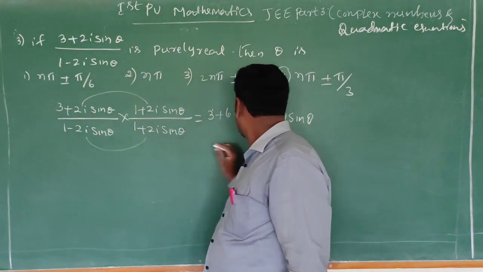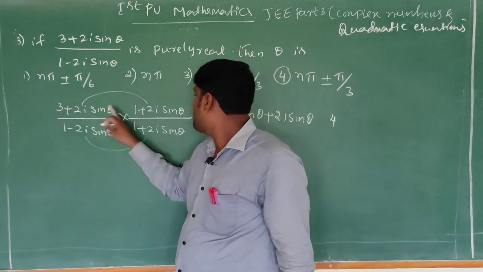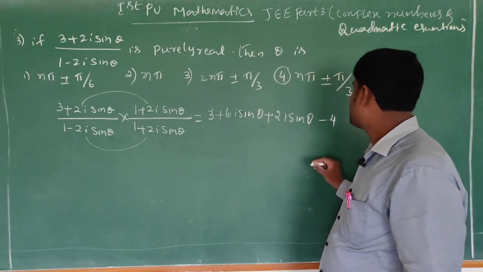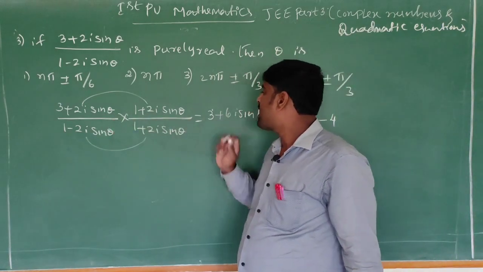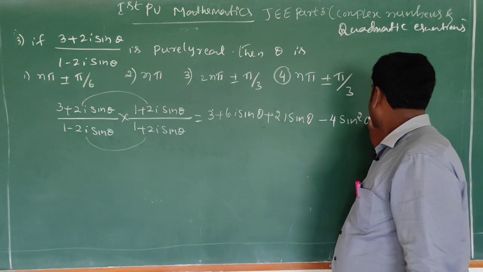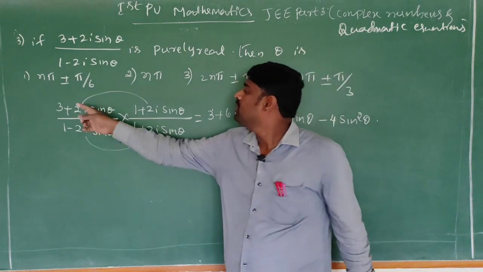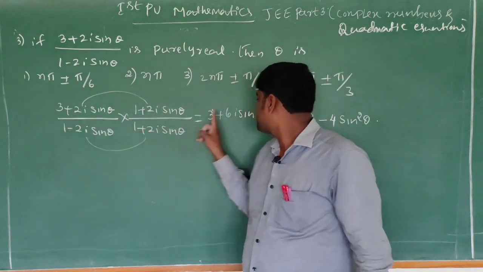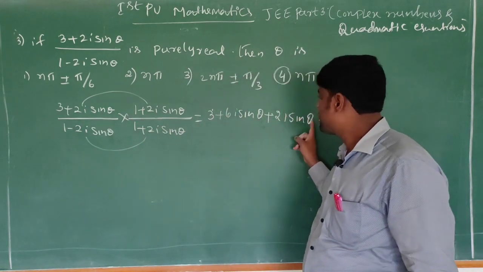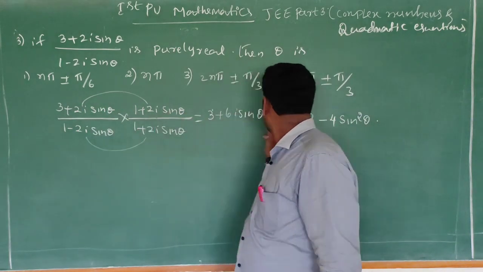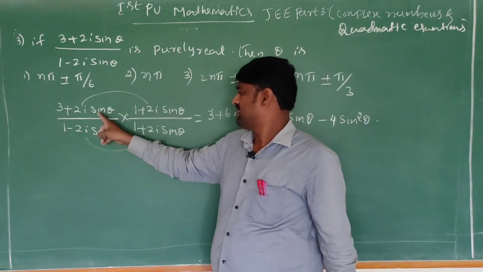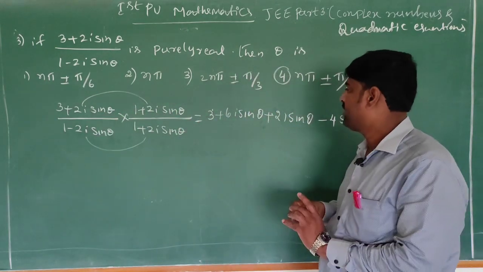2 twos are 4, i into i square, i square means minus 1, so minus 4 sin square theta. I'll repeat once again: 3 ones are 3, 3 twos are 6, 6i sin theta. 2i sin theta into 1 is 2i sin theta. 2 twos are 4, i into i square is minus 1. Sin theta into sin theta is sin square theta.